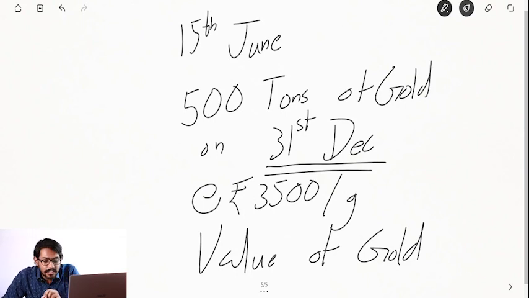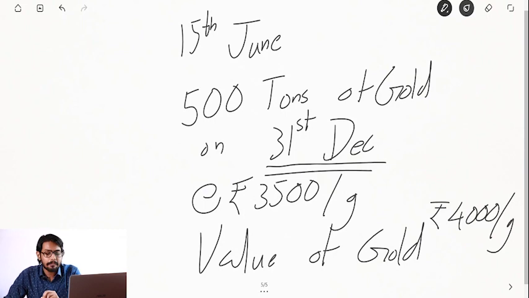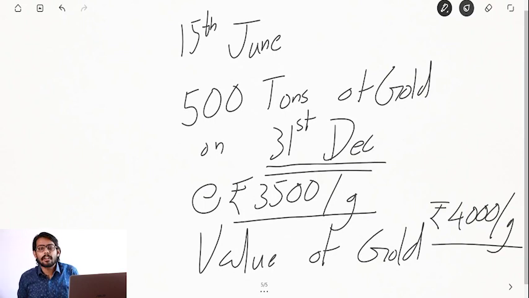Today, gold is trading at rupees 4000 per gram. Anyway, example. Okay. Physical delivery, what happened? He actually gave you the gold. In this case, he will not give you the gold. Instead, he will give you 4000 rupees, and he will collect 3500 rupees from you.